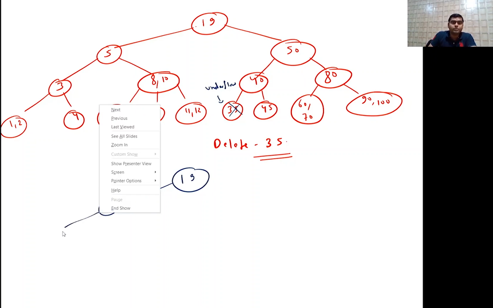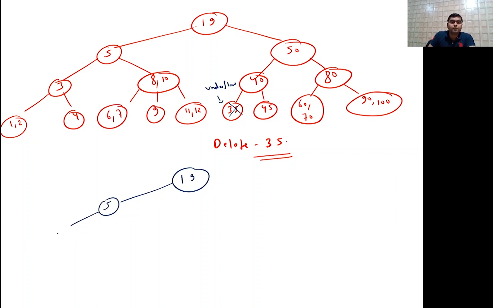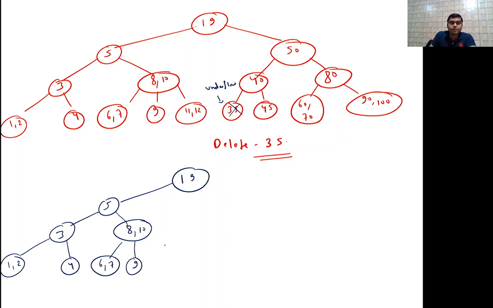and left is 3. So left is 3 or 5, and again its left is 1 and 2, and the right side is 4, and this 5's right is 8 and 10, and left is 6, 7, and then 9, and then 11 and 12, and right side is going to be 50, and left has gone because it has merged, so merging has happened.